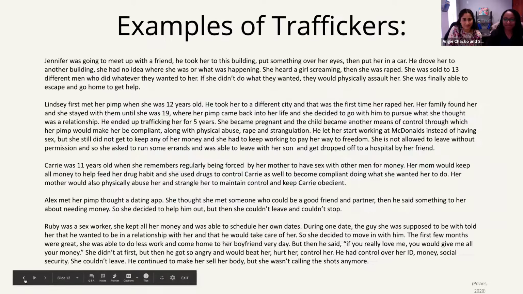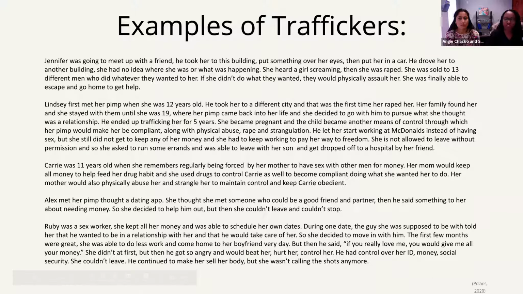I'm not going to read through all of these for the sake of time, but these are actual examples of different traffickers, or stories from the victims describing their traffickers. Let's just go through the first one real quick. All the names have been changed for the sake of patient confidentiality, so none of these names are actual victims' names. So the first one, Jennifer was going to meet up with a friend.